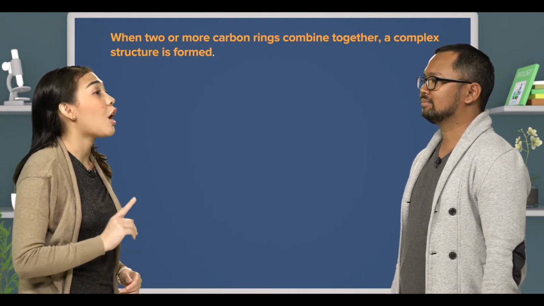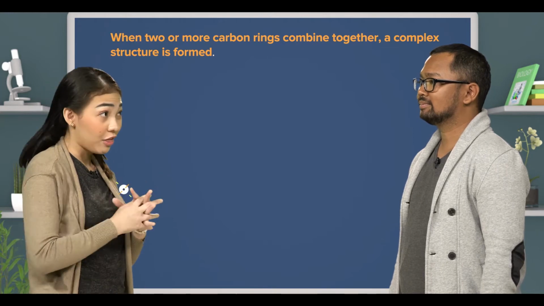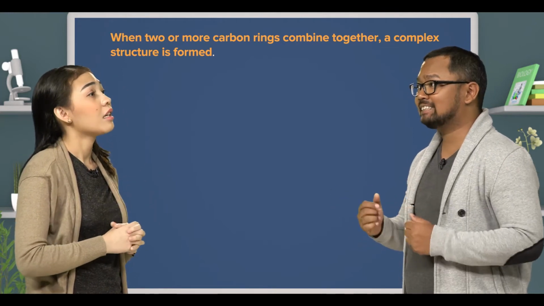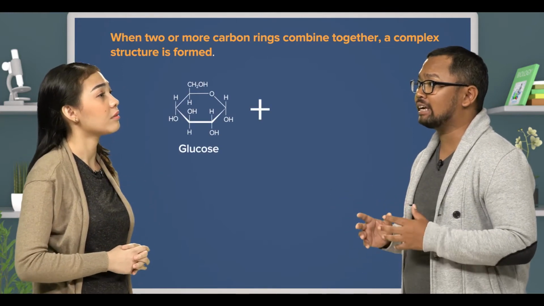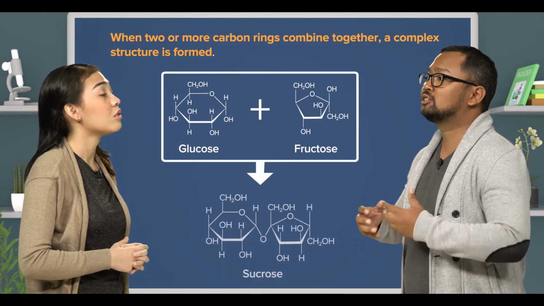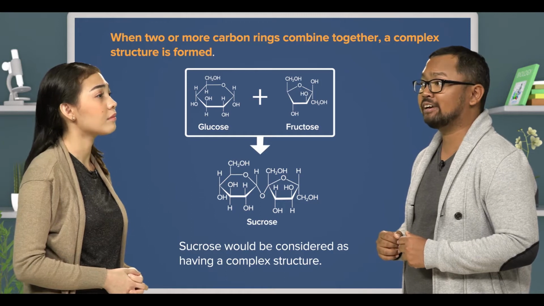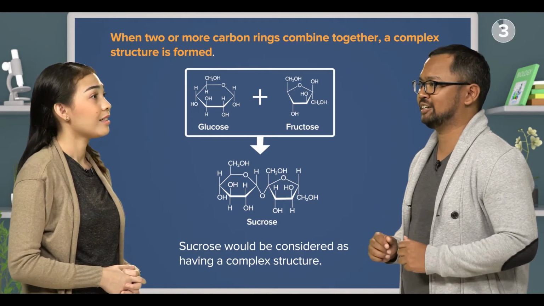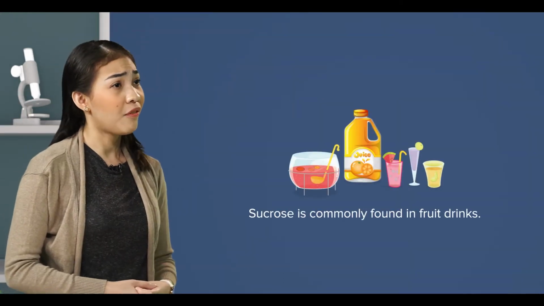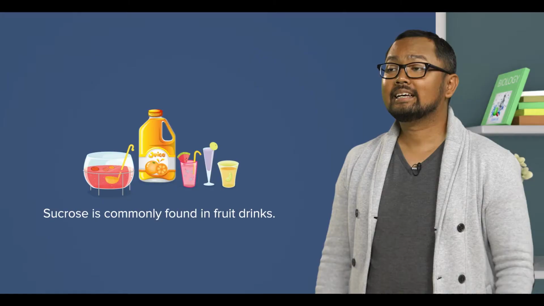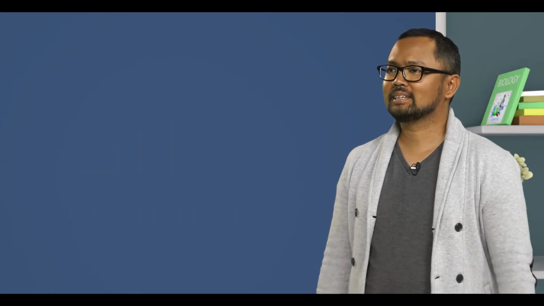Oh, you mean carbon rings can be joined together? Yes, for instance, if we join glucose and fructose, we get sucrose, and sucrose would be considered as having a complex structure. Oh wow! Isn't sucrose commonly found in fruit drinks? That's right. Let's learn some definitions now.